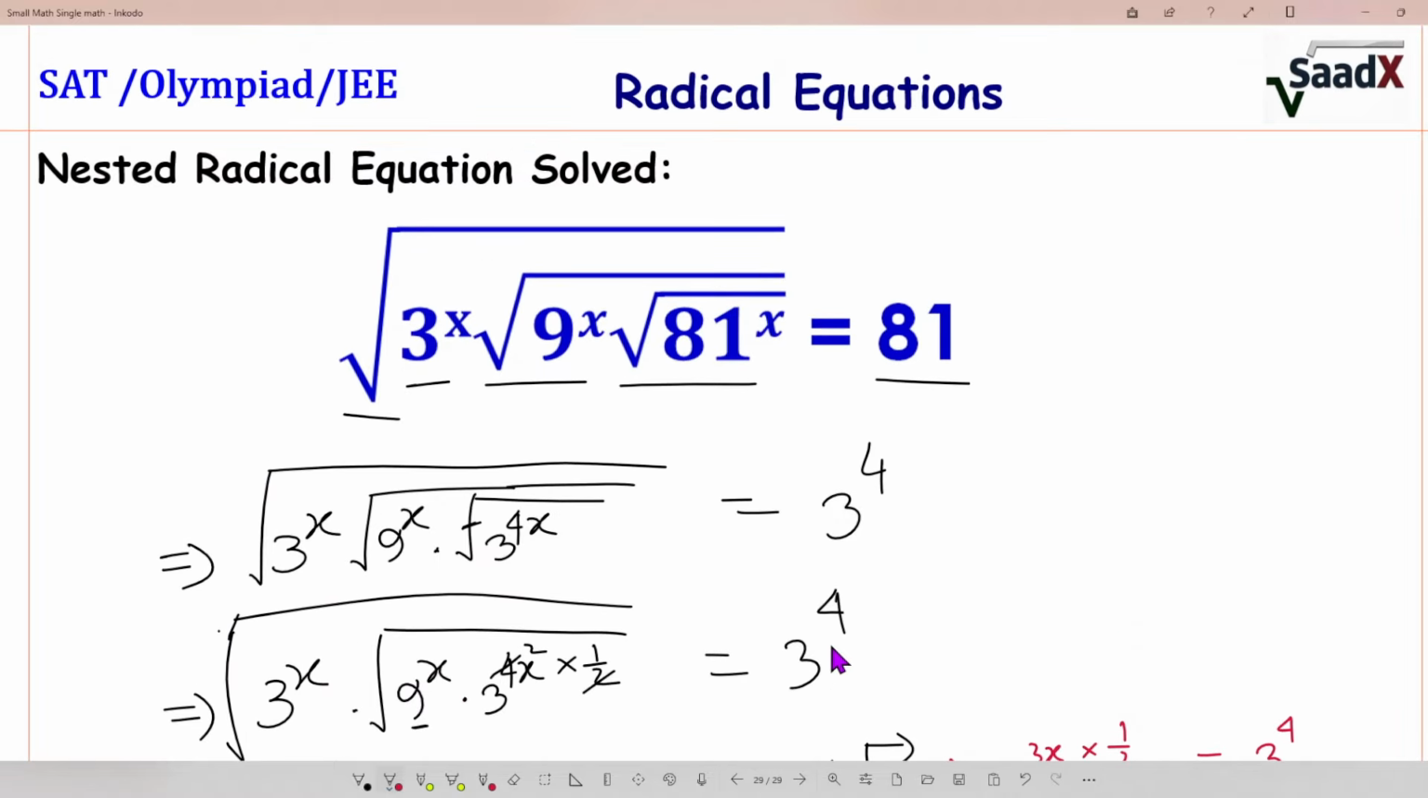So these kinds of radical equations are very important if you are practicing for IGCSE or if you practice for CBSE, SAT, SSC or any kind of competitive examination.